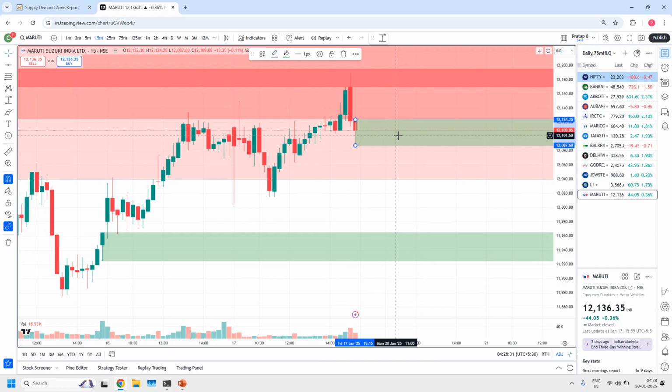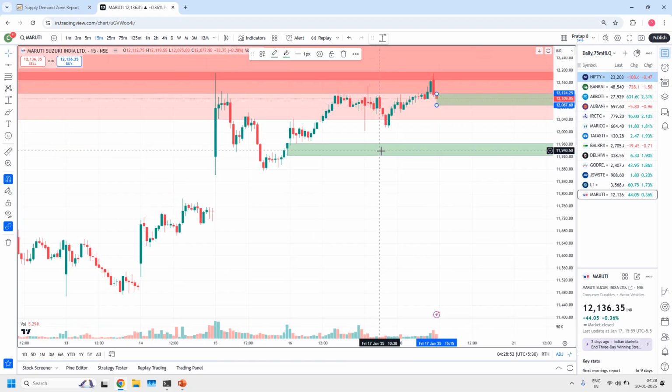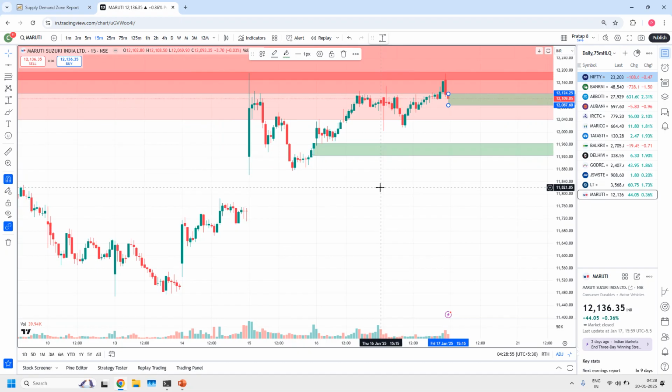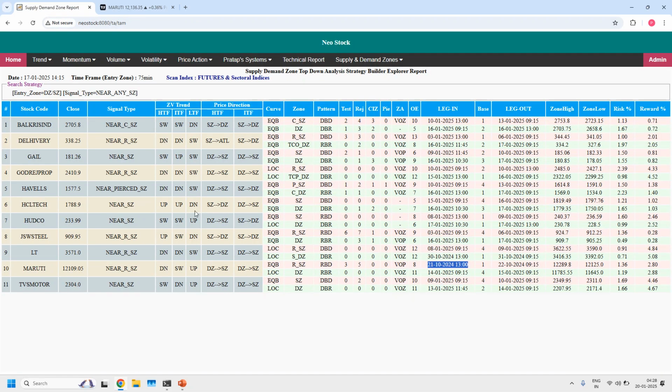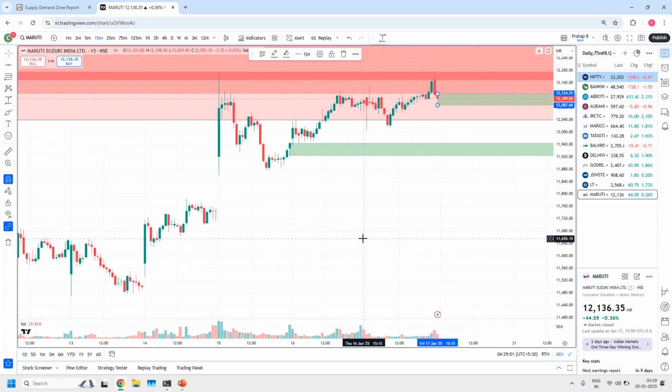See, trade plan is not a fixed trade plan. Initial plan gives you an idea, a fair idea. But live market is dynamic. That's why any changes that are happening, immediately you should update your charts with those changes. If those changes are not in your favor, you don't take the trade. You just simply ignore that stock. So this is how you should make use of our NeoStock software high liquidity zones and plan your trades.